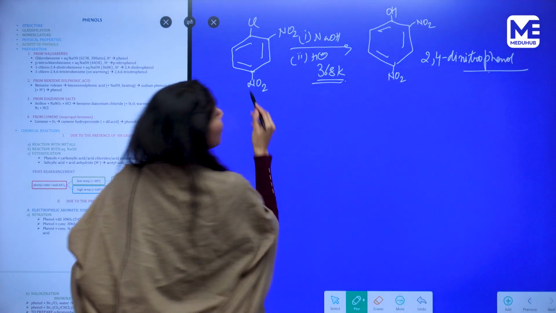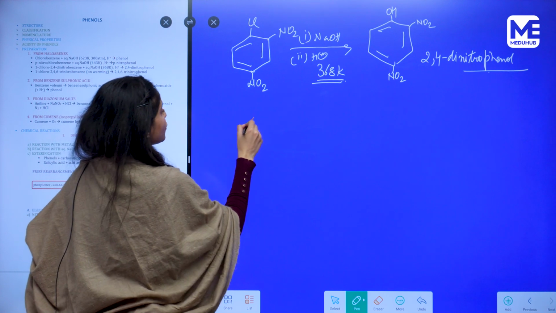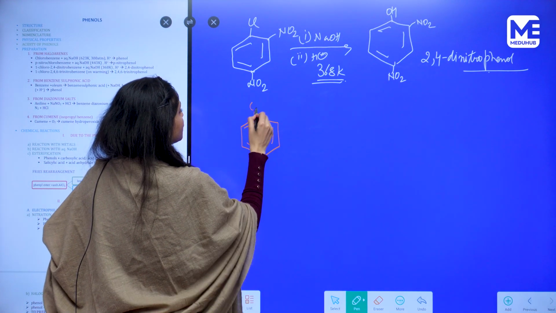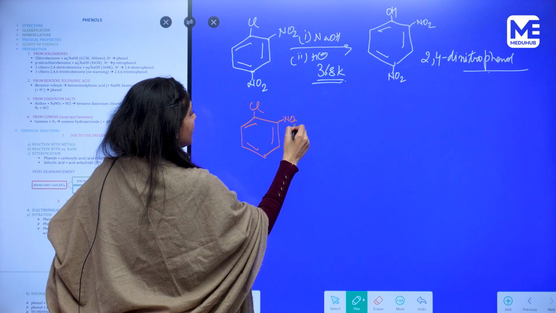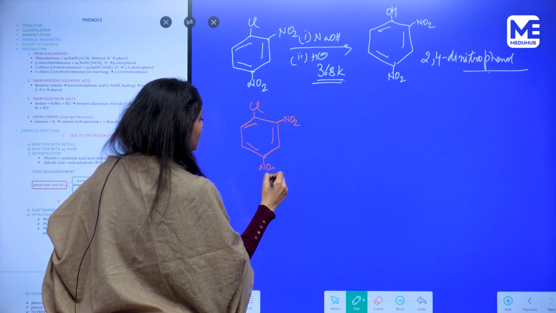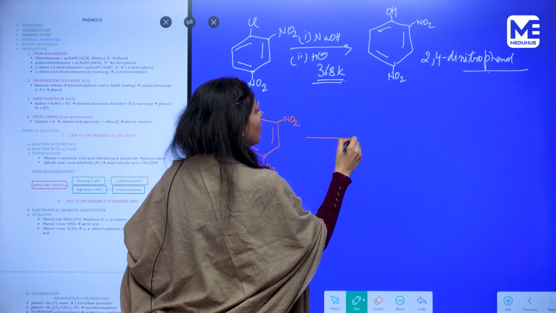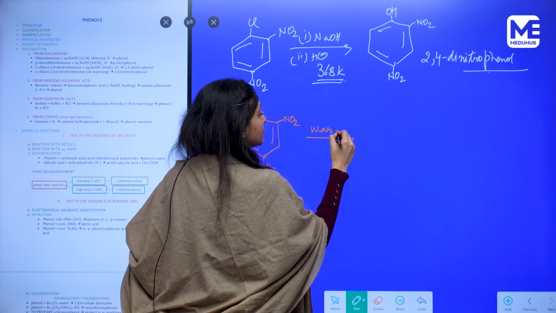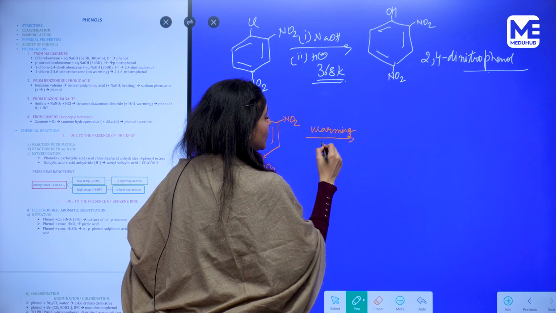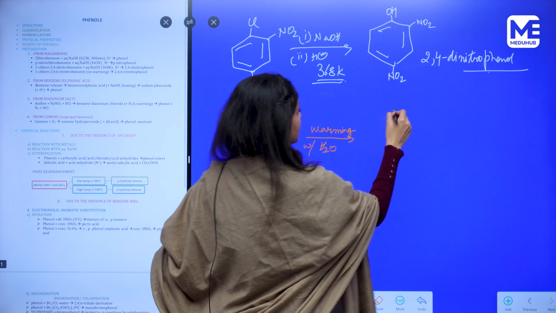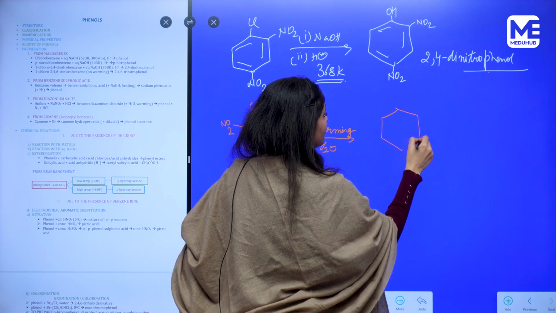What happens if all the ortho and para positions are occupied with an electron withdrawing group? See here, NO2, NO2 and NO2. This merely on warming with water, warming with H2O gives us the substituted phenol.